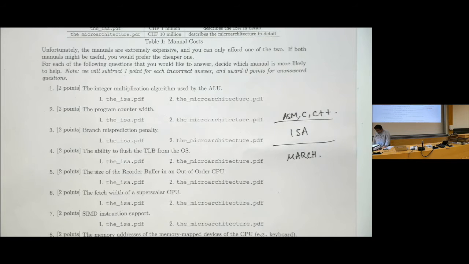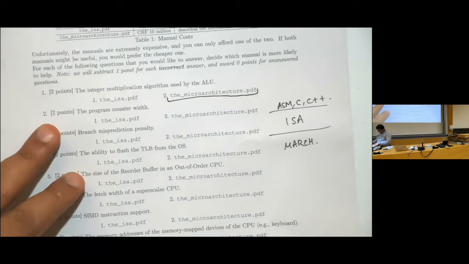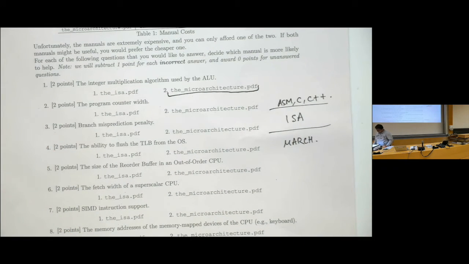So the integer multiplication algorithm used by the ALU. This is something which is very specific to the ALU or the microarchitecture, and this is not exposed to the programmer. So the answer for this is microarchitecture.